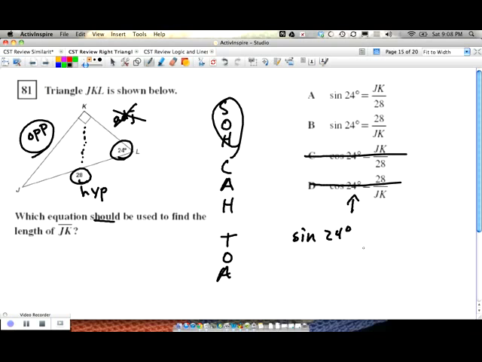I can automatically cross out cosine because those don't use JK. That would have been the LK side. And that means we need to have the opposite over the hypotenuse. Well, the opposite in this case is JK, and the hypotenuse is 28. Looks like our answer is A. B had the same pieces, but the relationship was backwards. They had hypotenuse over opposite.